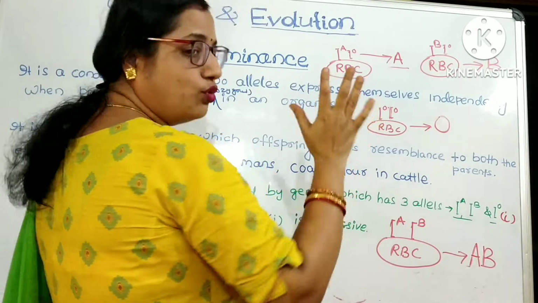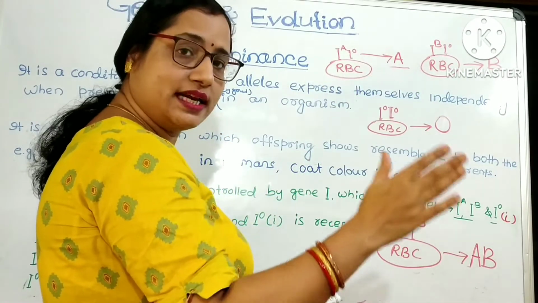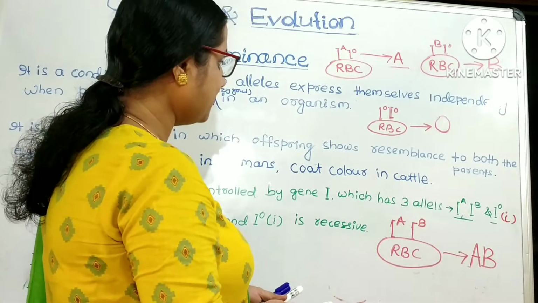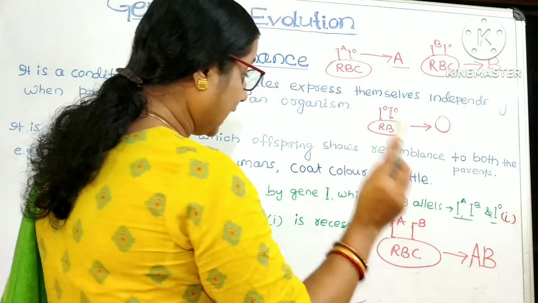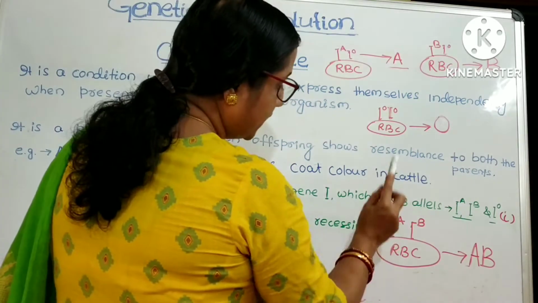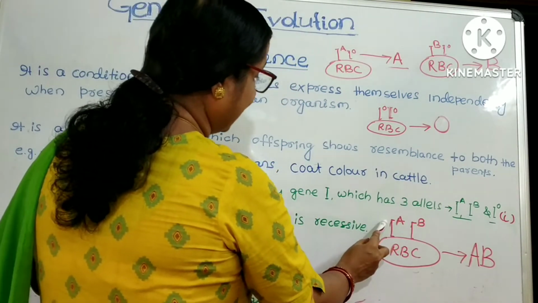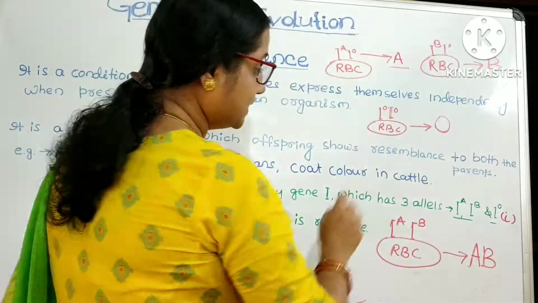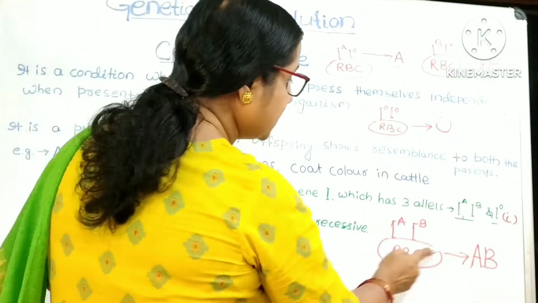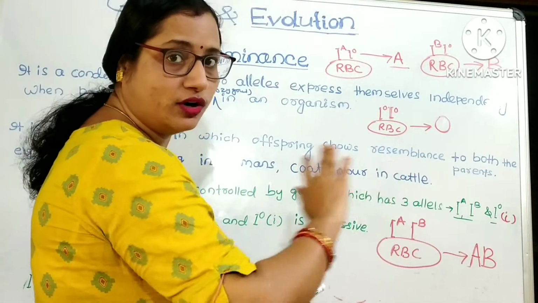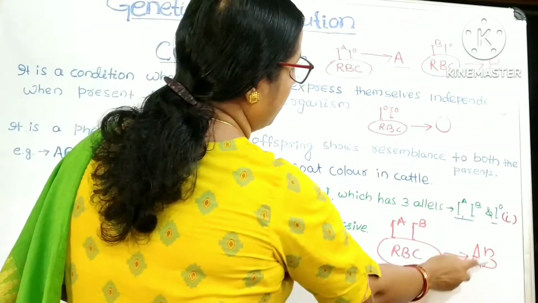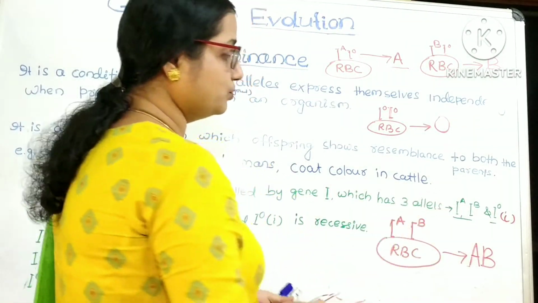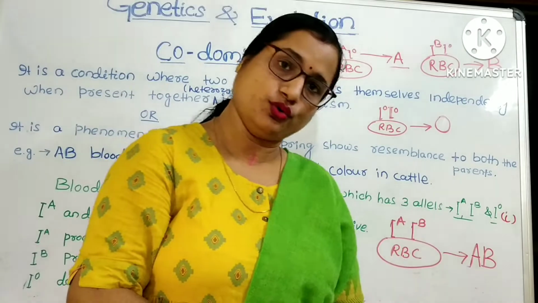Because there is no dominant allele, in the absence of the dominant allele the recessive allele can express itself. But in the condition where both IA and IB are present on the surface of RBC, they will express together simultaneously and the blood group will be AB. So this is due to the condition of codominance.